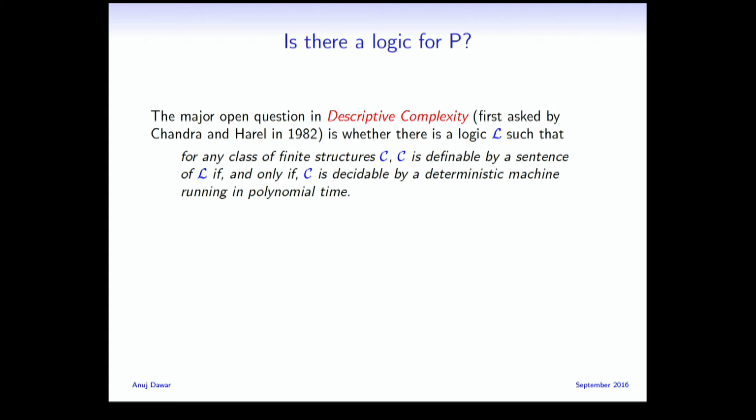It remains, as I said, a major open question in descriptive complexity. Can we find a logic for polynomial time in exactly the sense that for any class of finite structures, it's definable in L if and only if the set of strings that encode it is decidable by a deterministic polynomial time machine?